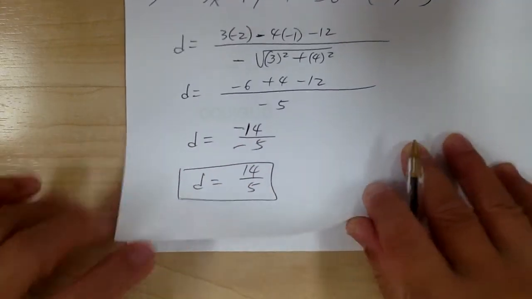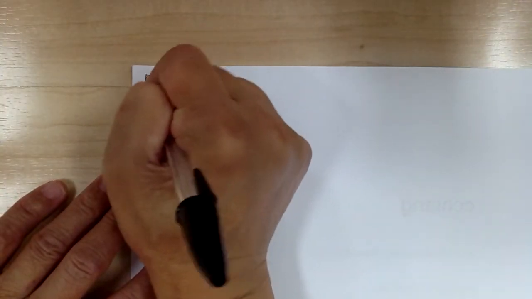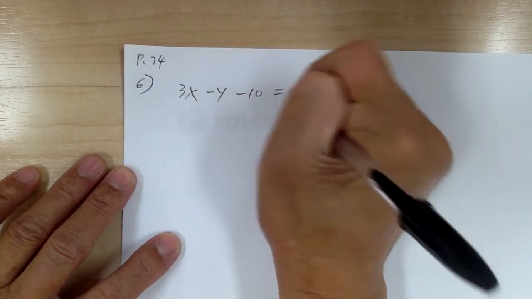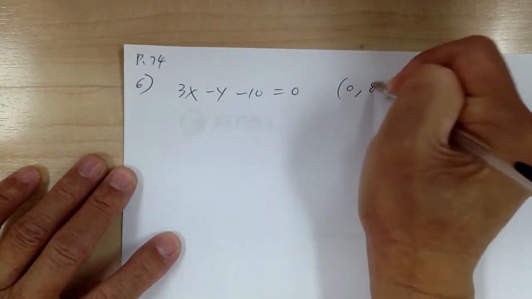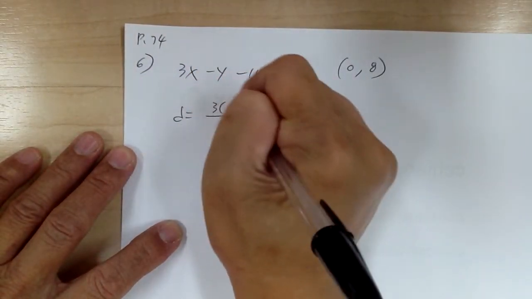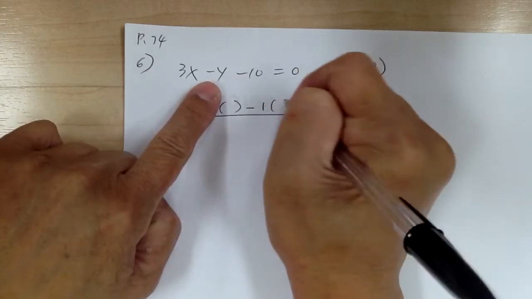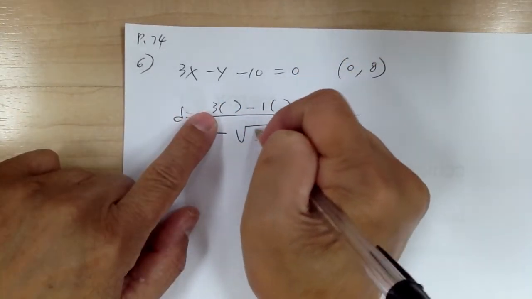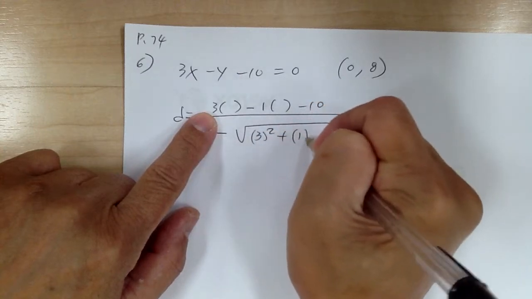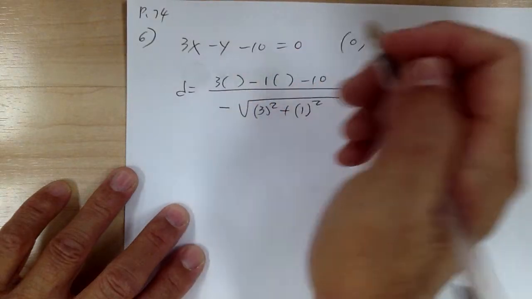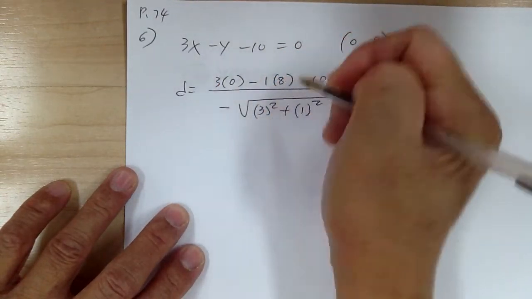Okay, let's go to number 6. So you have 3x minus y minus 10 equal to 0, and the point is (0, 8). So the distance you're going to get would be 3 times parentheses minus 1 times parentheses minus 10 over negative square root of 3 squared plus 1 squared. And then you put the point in here to get the distance.